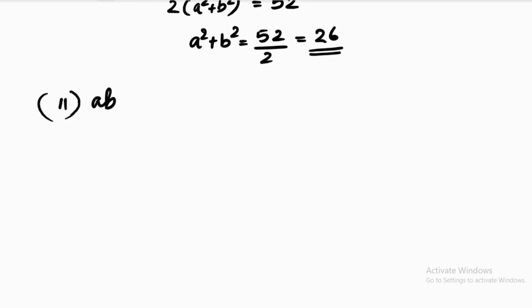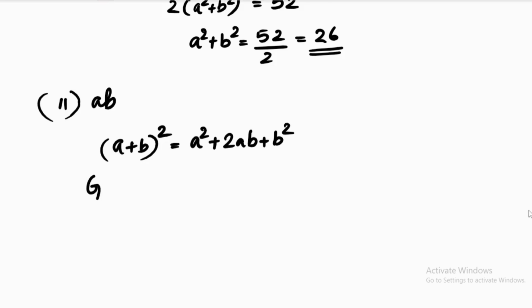Now ab is easy, because you can use either a plus b the whole square or a minus b the whole square. We will use a plus b the whole square first; you can use a minus b the whole square also. So a square plus 2ab plus b square, right? Now we know the value of a plus b. What is a plus b? It was given as 6, right?